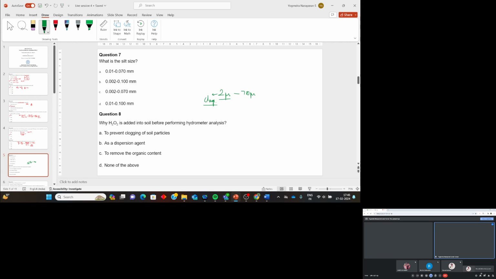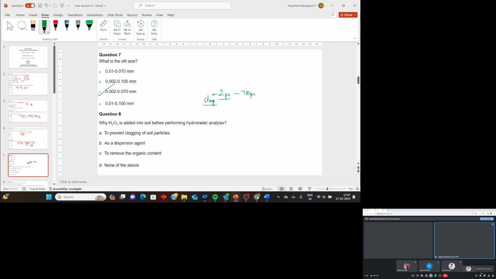Okay, so the option is C. So moving to the eighth question. Why is H2O2 added into the soil before performing hydrometer analysis? Option A to prevent clogging, option B as a dispersion agent, option C to remove the organic content, and option D none of the above. To remove the organic content.